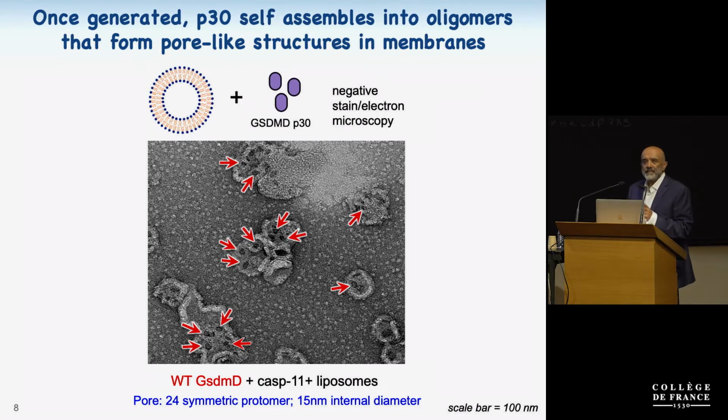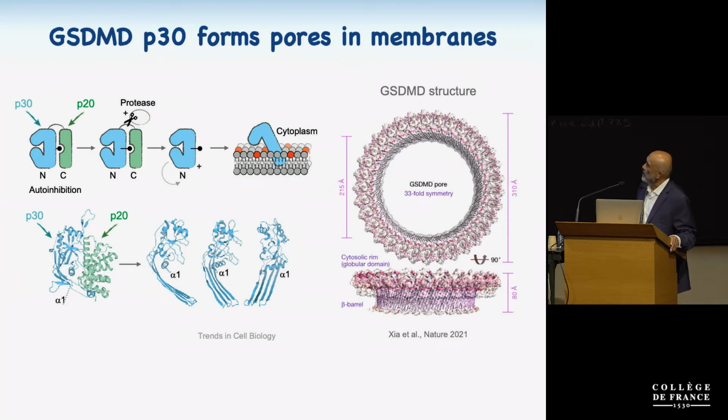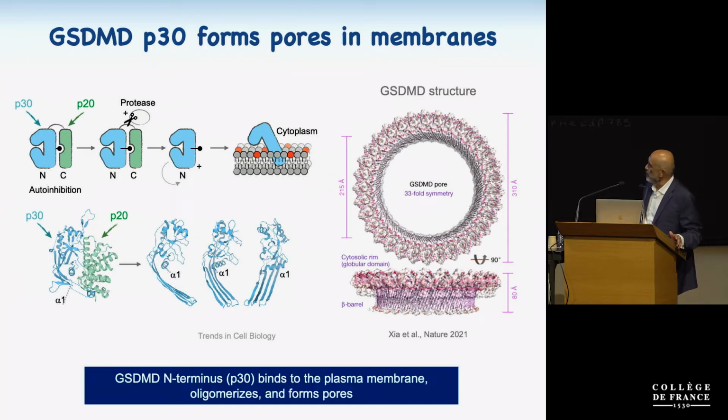And then we said we have to understand this at the atomic level. But as life goes, we were beaten to it by Hao Wu. So I'll just summarize her results here. She did the structure of Gasdermin D. This is the full-length P30, P20. Once the protease cleaves, the P30 unveils this beta sheet that inserts into the membrane to give you this beta barrel structure. Okay? So it's a large pore.